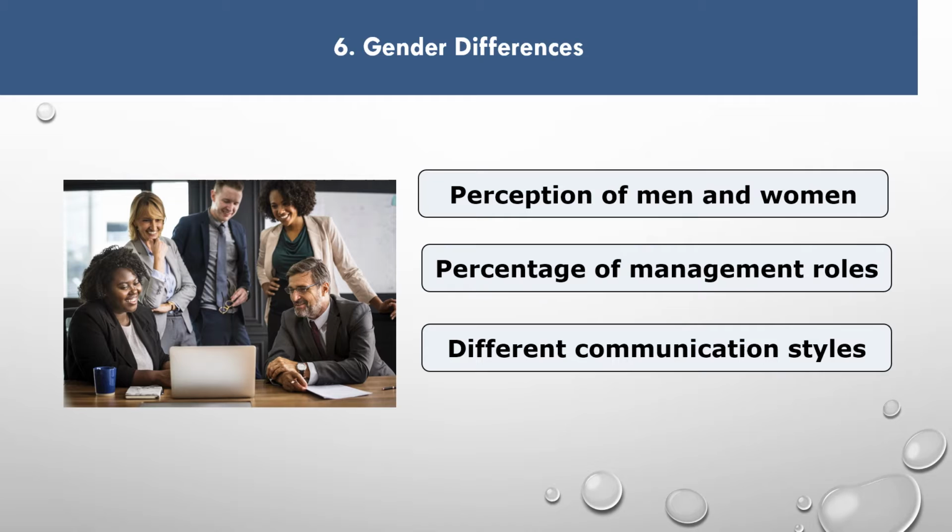Second, the percentage of management roles held by men increases steadily up the corporate ladder. This imbalance can significantly affect communication in such areas as mentoring, which is a vital development opportunity for lower and middle managers. Third, research shows that men and women tend to have different communication styles. Men emphasize content and outcomes, whereas women place a higher premium on relationship maintenance.